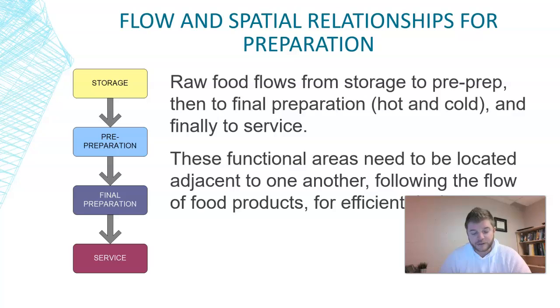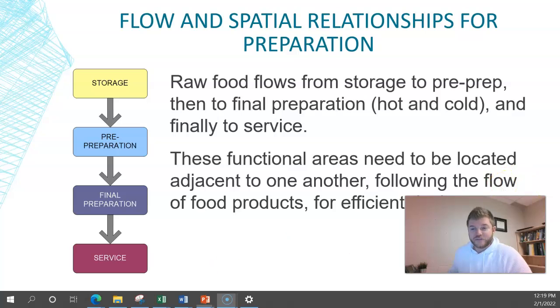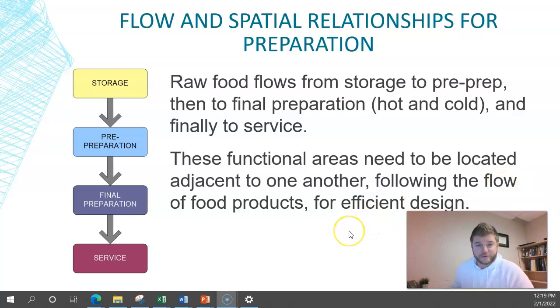Now, as you probably learned a little bit about this in quality management for sanitation, the flow of raw food is very important. So ensuring that we touch and are in the least amount of spaces as possible with raw food is going to ensure that we have a healthy area with a limitation of potential cross-contamination sources. So basically the way this happens is it all comes in from the storage area to a pre-preparation, then to our final preparation, and then to service.